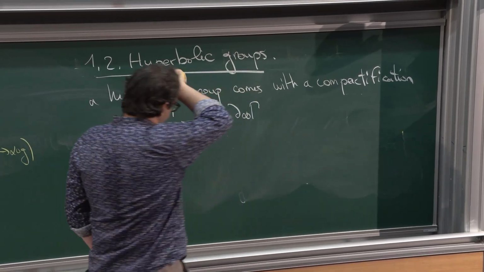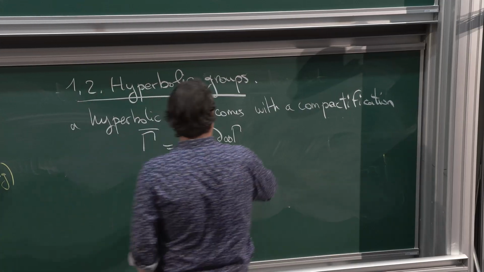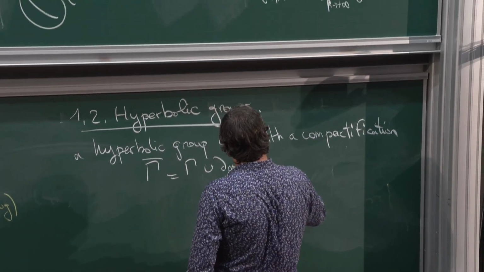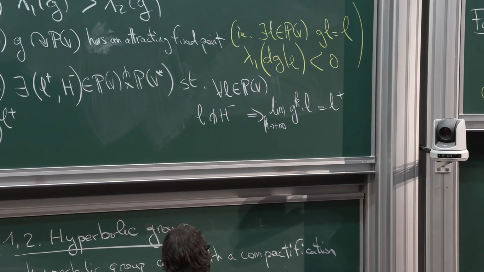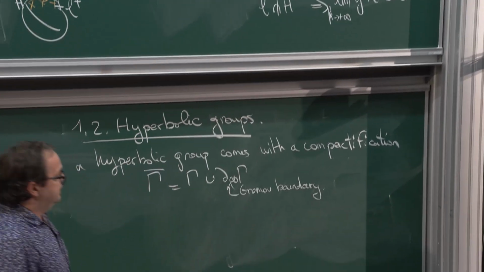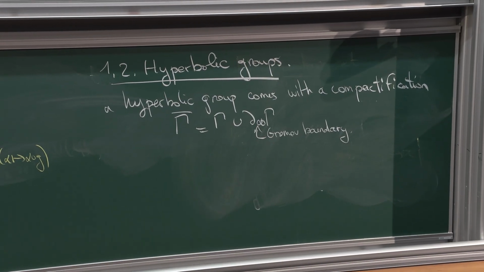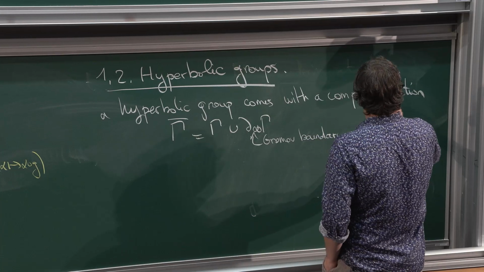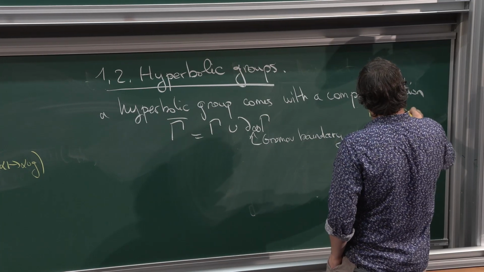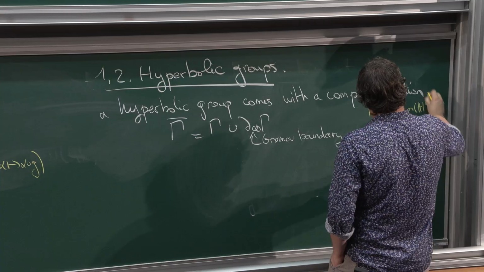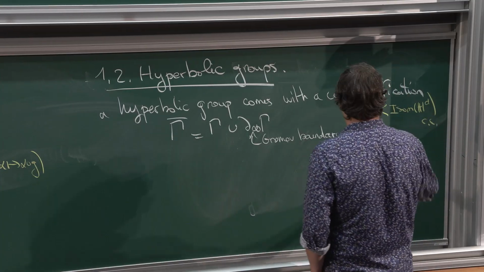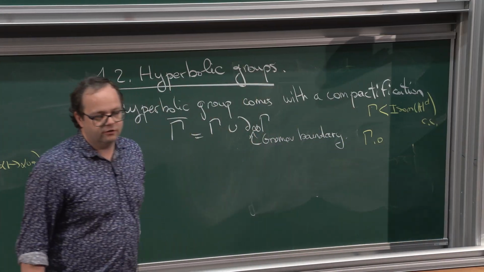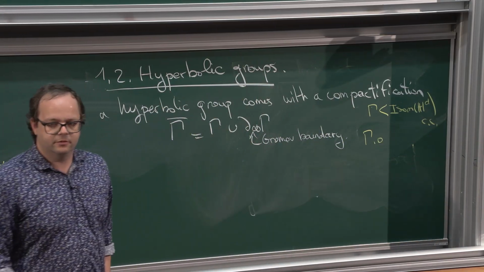where it's gamma and adding this boundary that we call the Gromov boundary. And which, in the case of a convex co-compact subgroup, this is just considering gamma as the orbit of some point, right, inside the hyperbolic space.